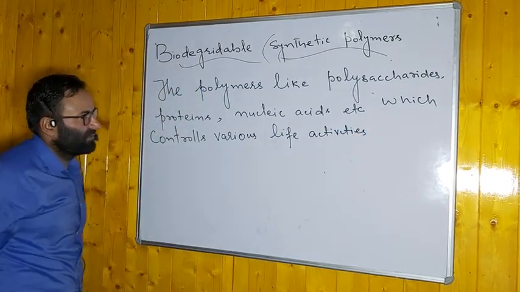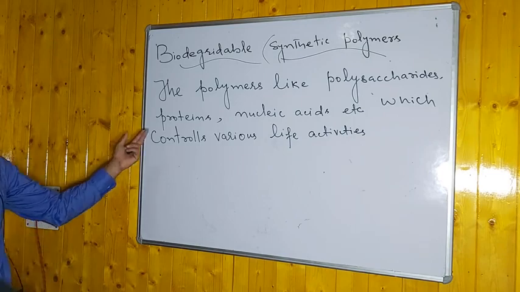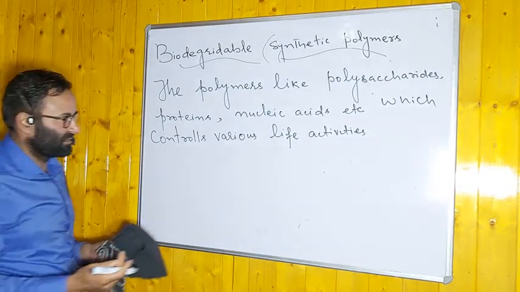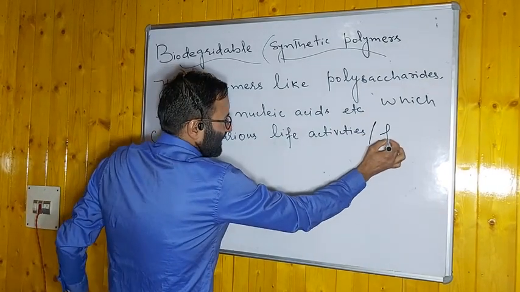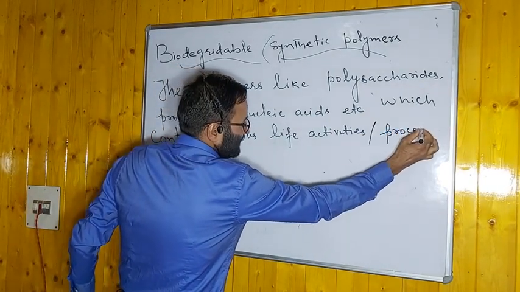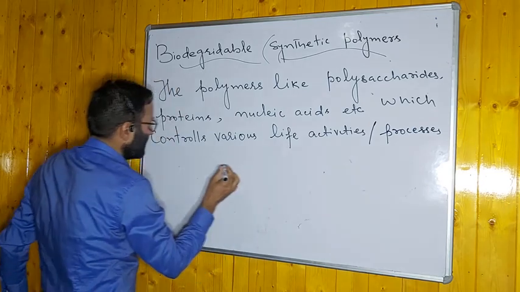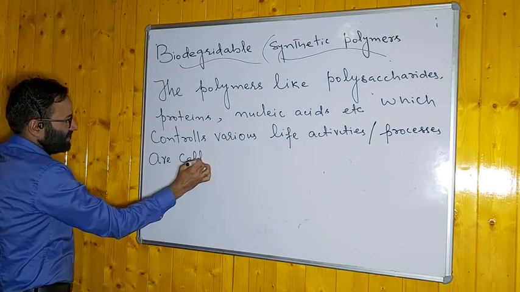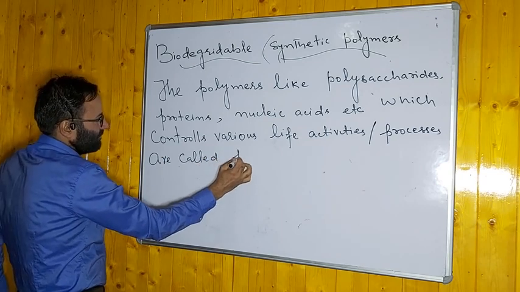These are the polymers: polysaccharides, proteins, nucleic acids, which control various life activities and processes. Remember this point. Activities means life processes. These are called biopolymers.